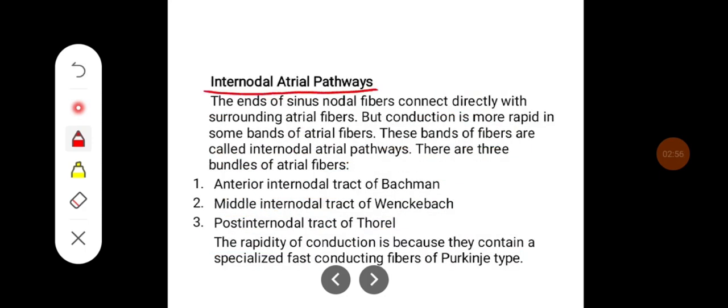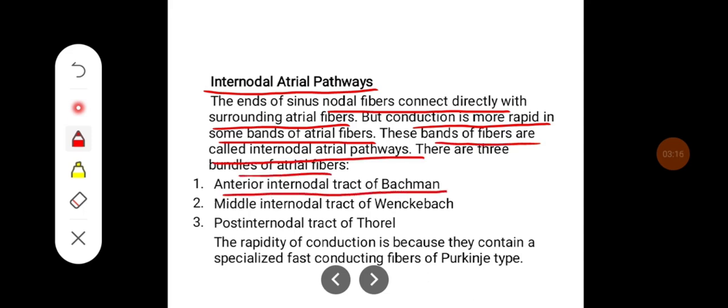Internodal atrial pathways. The ends of sinus nodal fibers connect directly with surrounding atrial fibers, but conduction is more rapid in some bands of atrial fibers. These bands of fibers are called internodal atrial pathways. There are 3 bundles of atrial fibers, that is anterior tract of Bachmann, the middle internodal tract of Wenckebach, and posterior nodal tract of Thorel. The rapidity of conduction is because they contain a specialized fast conducting fibers of Purkinje type.